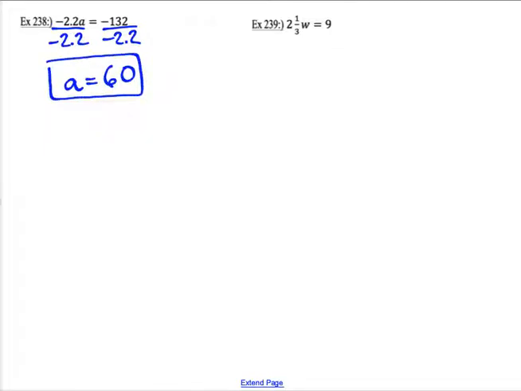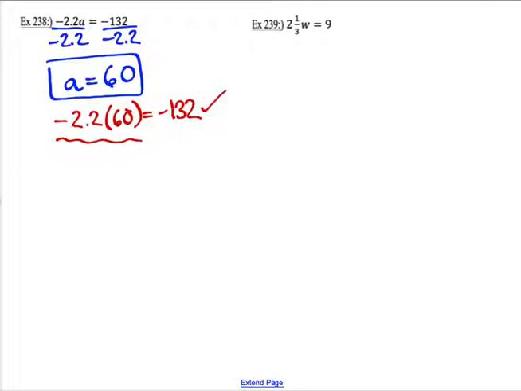Next, we check our solution. We're going to do -2.2 times 60 equals -132. Okay, if you multiply this out on a calculator, it does come out to be -132. So that is the correct solution.